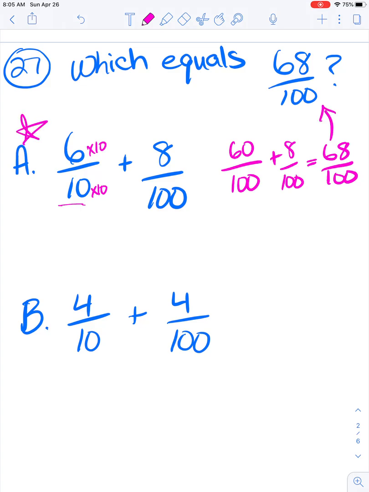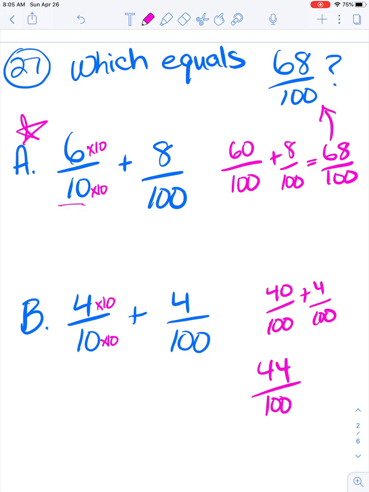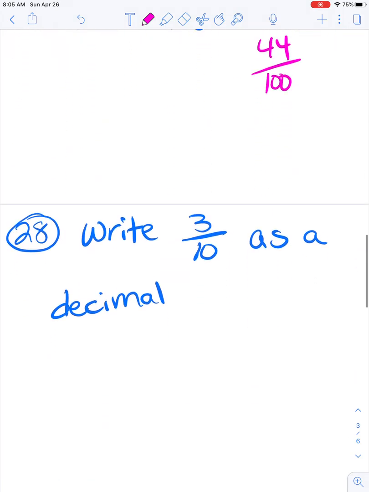That matches, but I never just stop because you never know, there might be more than one answer. Here I'm going to go ahead and try to make this into 100. Whatever I do to the bottom, I do to the top. This makes it 40 hundredths plus 4 hundredths equals 44 hundredths, which does not match our target. So A is the answer.